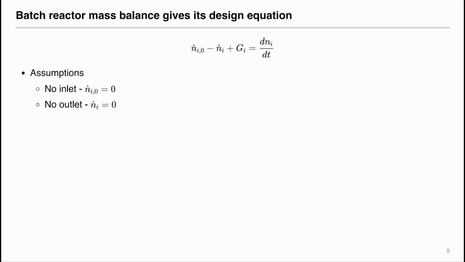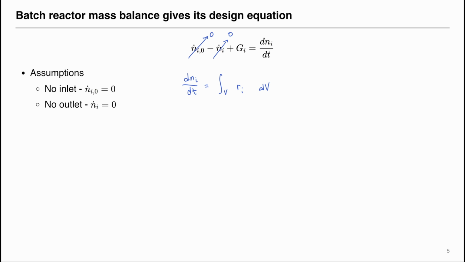For a batch reactor, we assume that there is no inlet or outlet, so the molar flow rate in and the molar flow rate out is equal to 0, and therefore we have the generation term is equal to the accumulation. So what is produced is what's accumulated. And for a non-spatially uniform batch reactor, we can say that the accumulation is equal to the generation term, which is the integral across all volume of the reaction rate of species I.